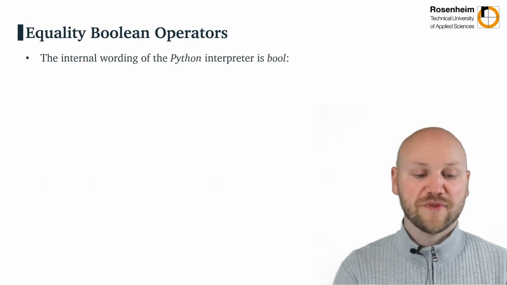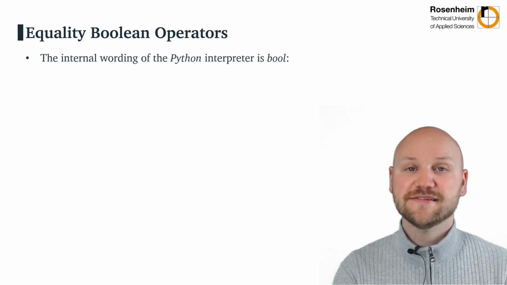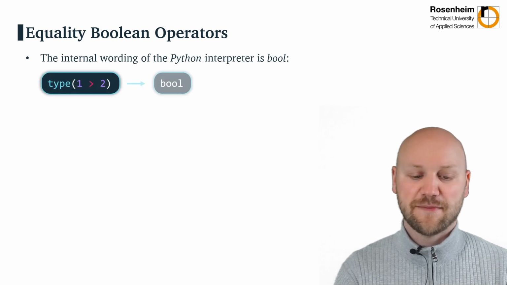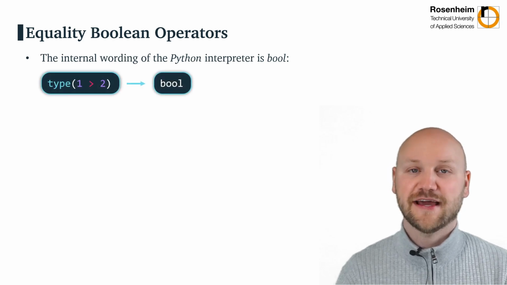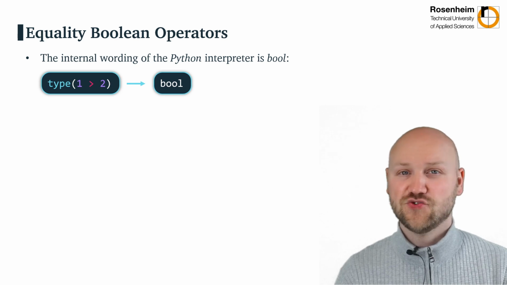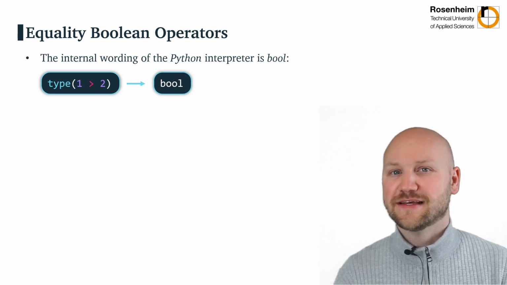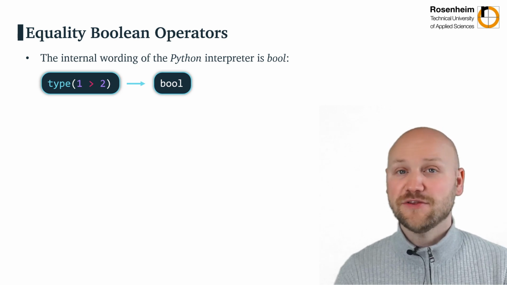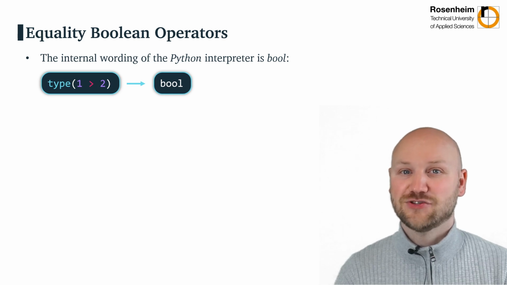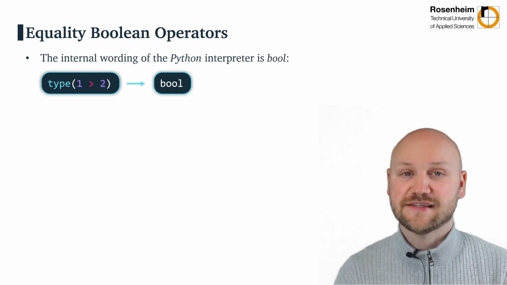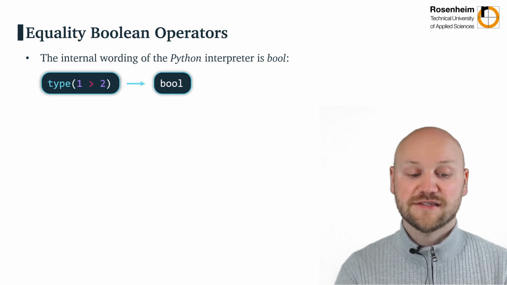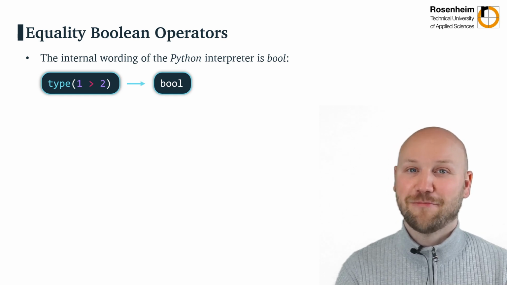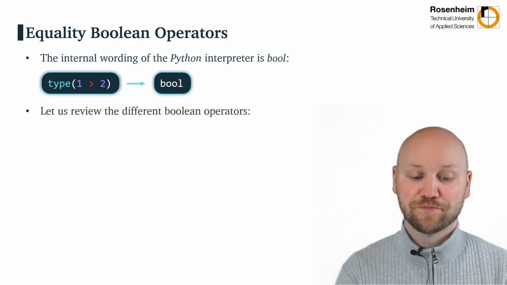The internal wording of the Python interpreter is bool. That's what the abbreviation is. So if I'm writing something like type of 1 is greater than 2, again, this is a Boolean expression. There's a Boolean operator here leading to either false or true. In this case, it's a false, and we see that the data type, how Python would name it, is bool.